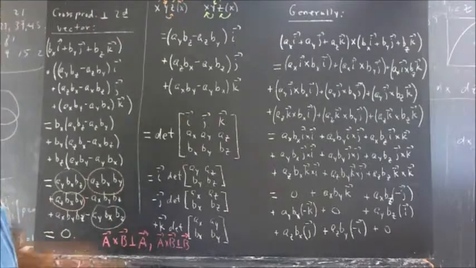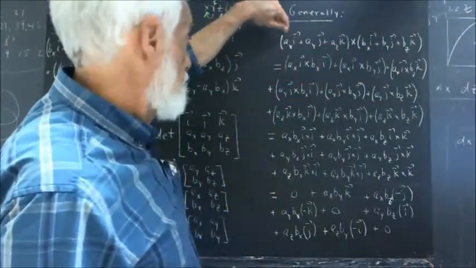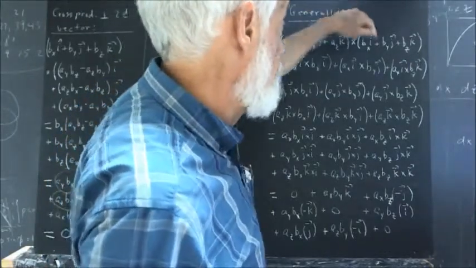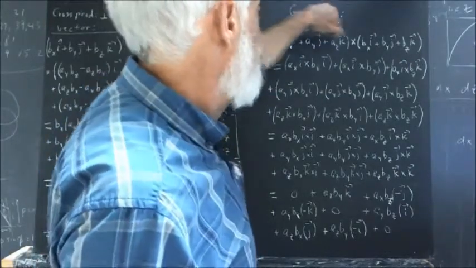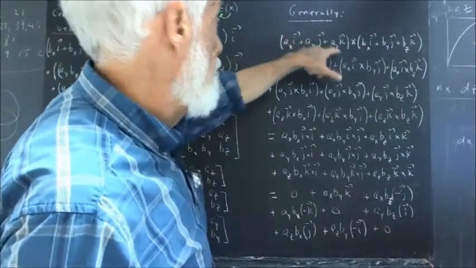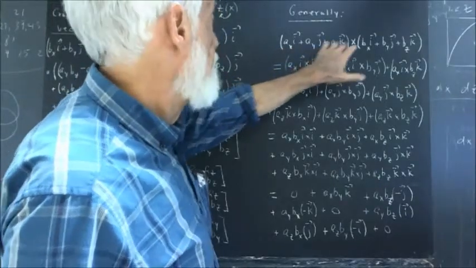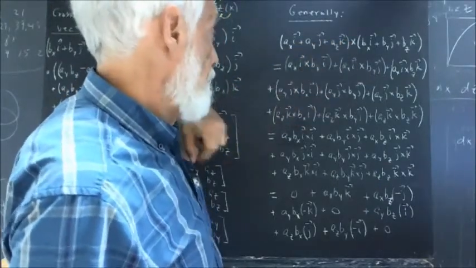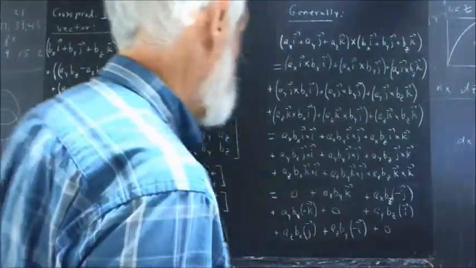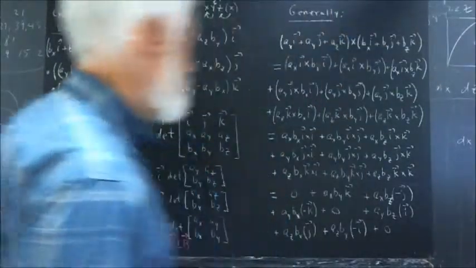Now, more generally, two vectors can be expressed as so. Let's call this the A vector, let's call this the B vector. Any vector that we want to call the A vector is going to have I, J, and K components that we can call A sub X, A sub Y, and A sub Z. Any vector at all can be expressed in this form, and any vector at all can be expressed in this form, so that we have a general vector multiplied by a general vector.